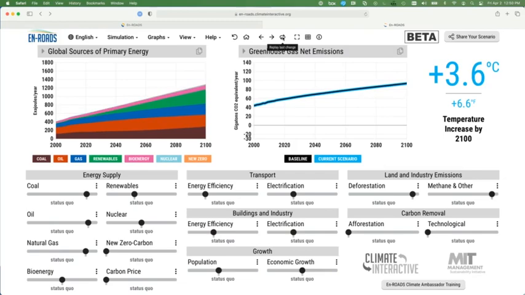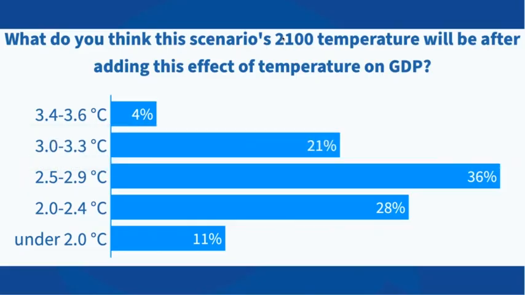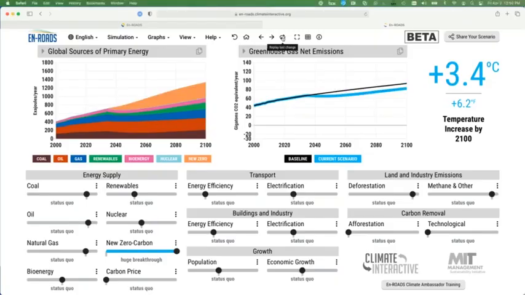going down to 3.4. Now, back over to this, most of you thought it was gonna do a lot more of a reduction. What happened? At this point, don't just tell people the answer.